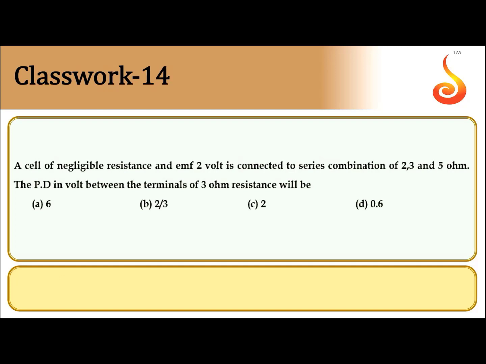Next one. A cell of negligible resistance and EMF 2 volt is connected to series combination of 2, 3 and 5 ohm. The potential difference in volt between the terminals of 3 ohm resistance will be. So the potential difference delta V or V is equal to I into R. And now, what is that current? So, current I is equal to 2 by 10. And what is the resistance? 3. So, the potential difference is 0.6 volt.